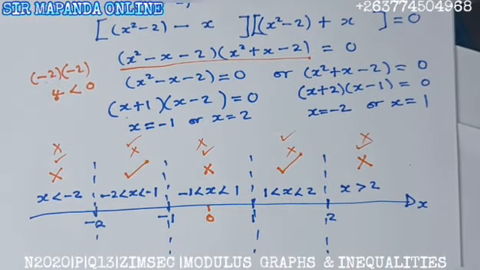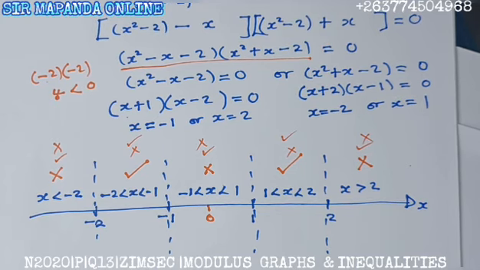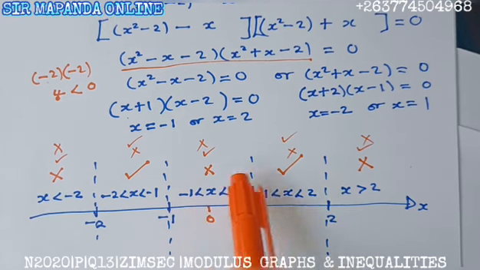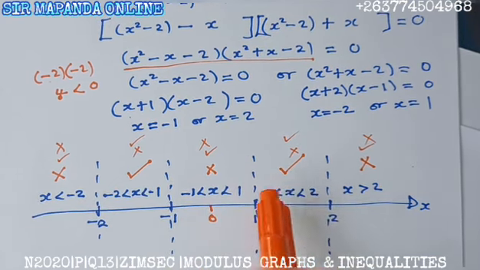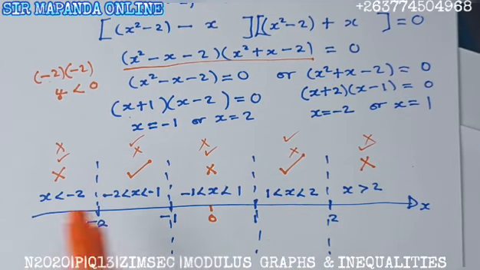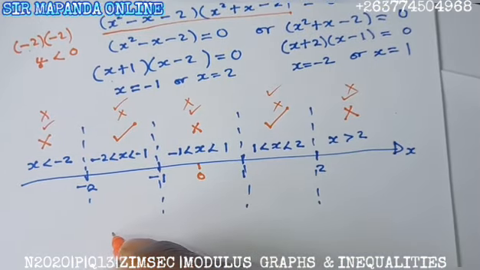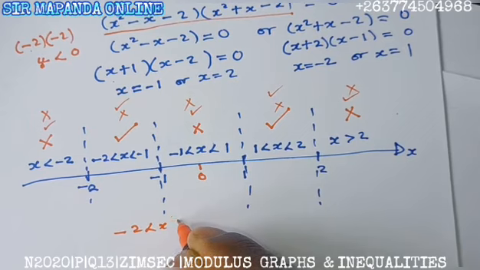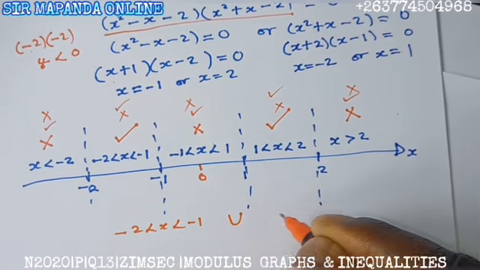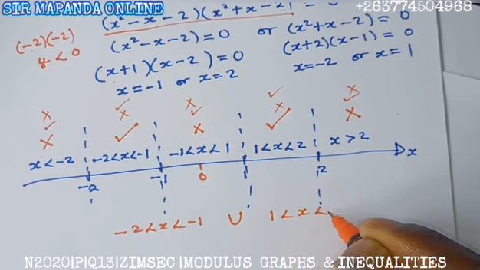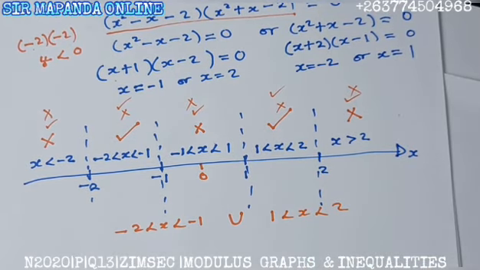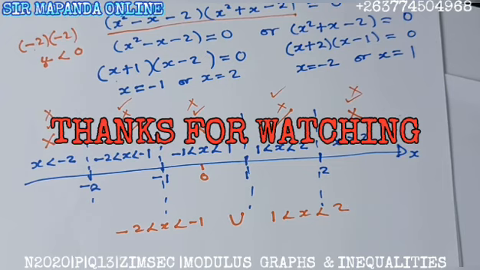So it means the adjacent regions must not be both correct or both wrong. If this one is wrong, the neighbors are correct. We don't have a situation whereby we have two correct regions or two wrong regions next to each other. So if you test this one region, you would then have the reaction of the remaining regions. So your answer is -2 less than x less than -1 union 1 less than x less than 2. Then you are home and dry. I hope you are listening, class.